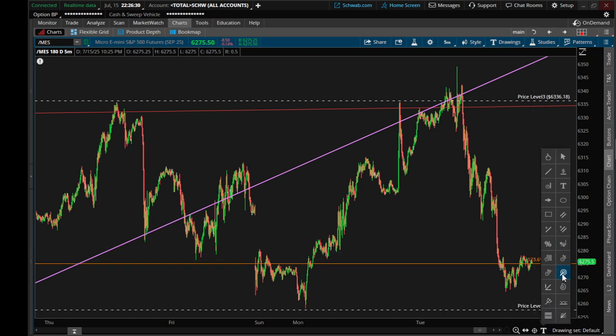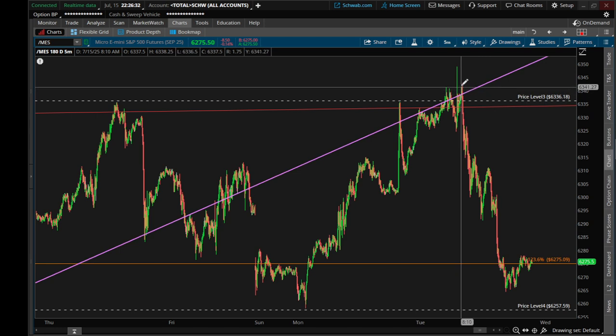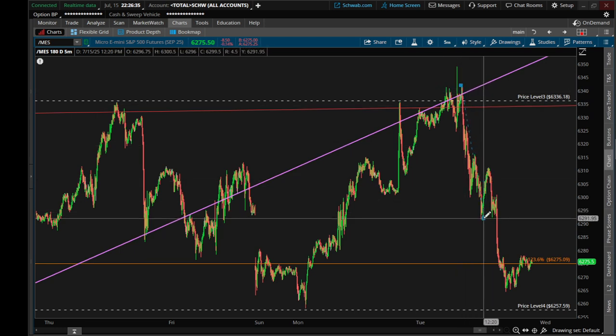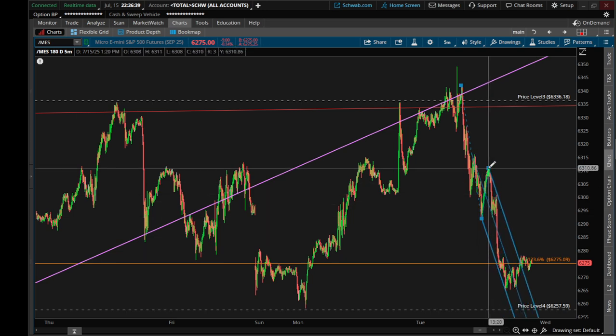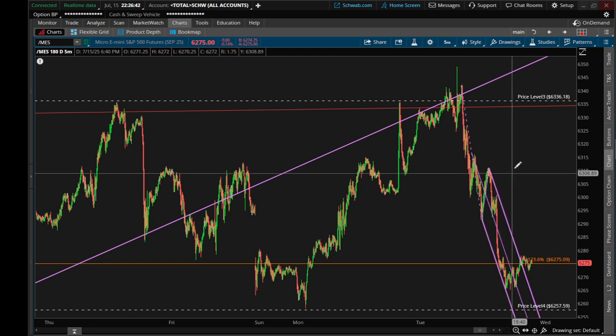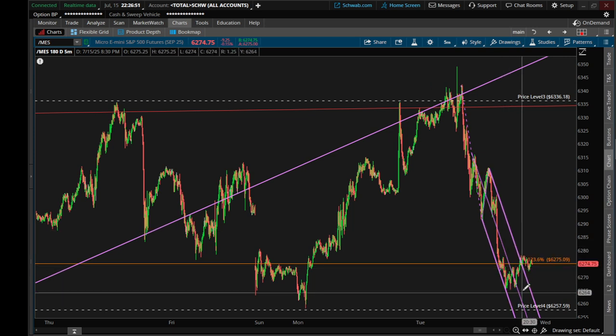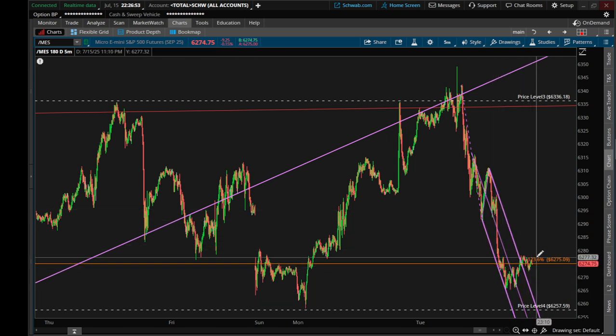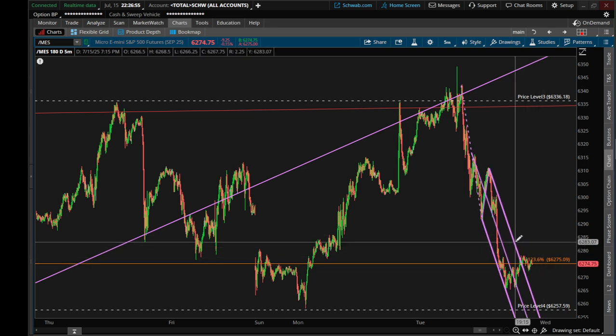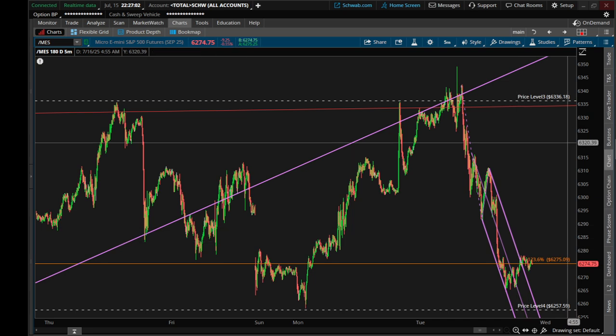So let's draw our Pitchfork. Okay, there's our Pitchfork, and now there's no point in trying to see if we need any alternate pitchforks, because this one's playing out pretty well. And now you can see that it's broken out of our pitchfork. So remember, whenever it breaks out in either direction, it's either overbought or oversold.